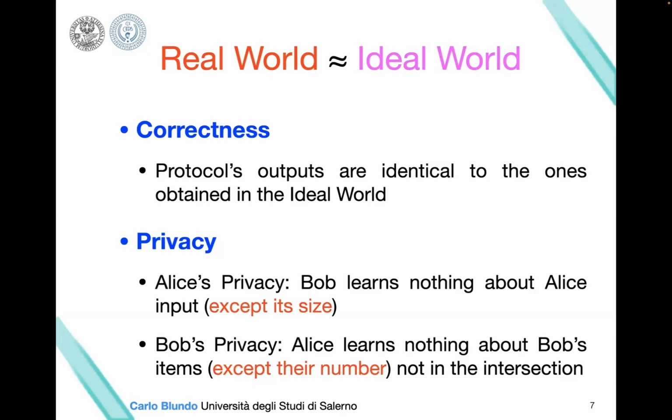The privacy problem can be modeled by considering two sides. Alice's privacy: from Alice's point of view, Bob should learn nothing about the input held by Alice. Maybe he can compute the size of the input, so he can know how many elements are in the set held by Alice. On the other hand, from the Bob privacy point of view, Alice should not learn anything about Bob's input. Obviously, Alice can learn the elements in the intersection. And on top of that, she can also compute the number of elements in SB, but that's it.